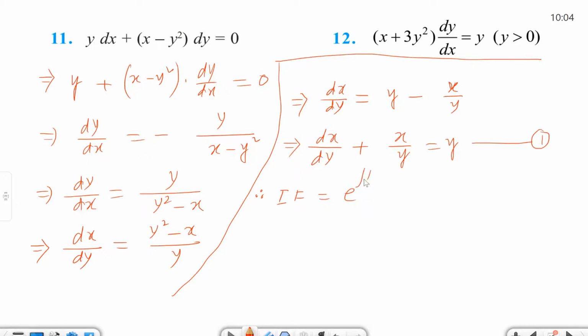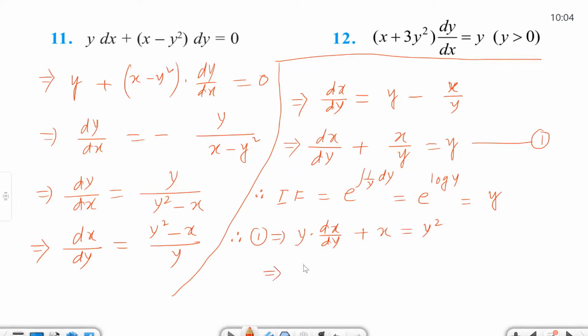P means 1 by y dy. So this is equal to e to the power log of y obviously, and the e to the power and log simply get removed. So just y is the integrating factor. Multiply y with everything in equation 1. Therefore, 1 implies y into dx dy plus y times x equals simply y square.